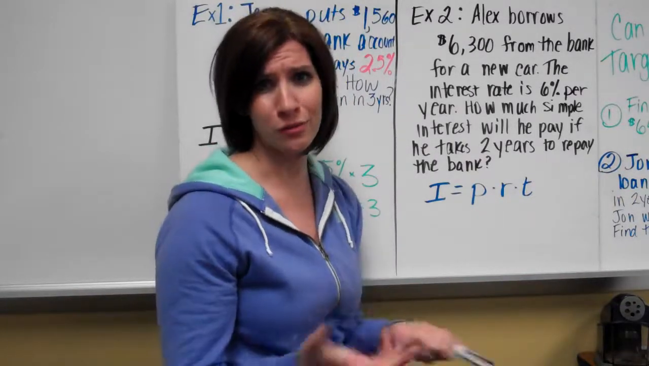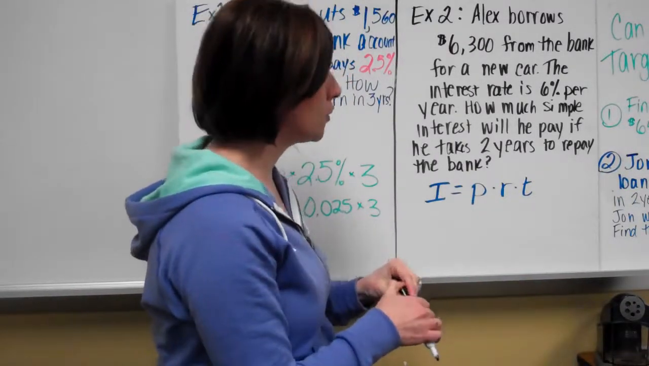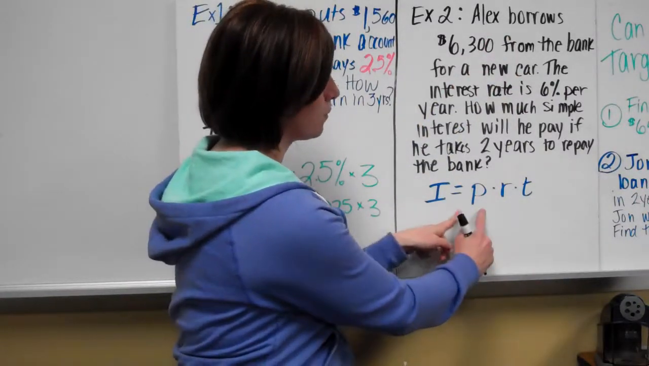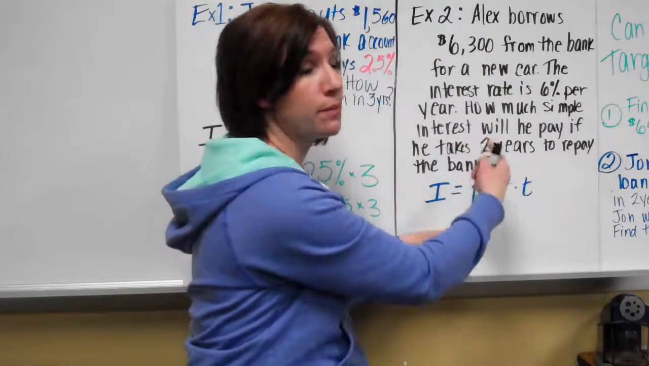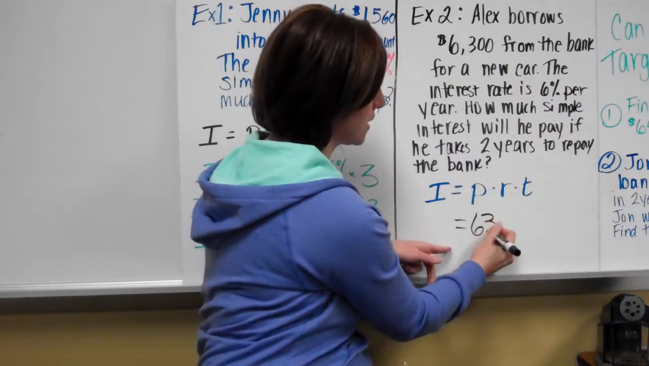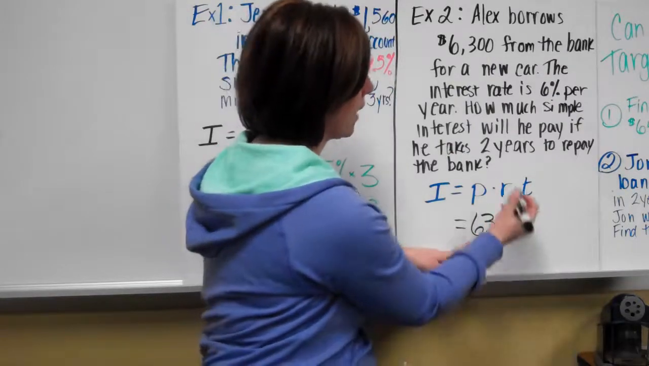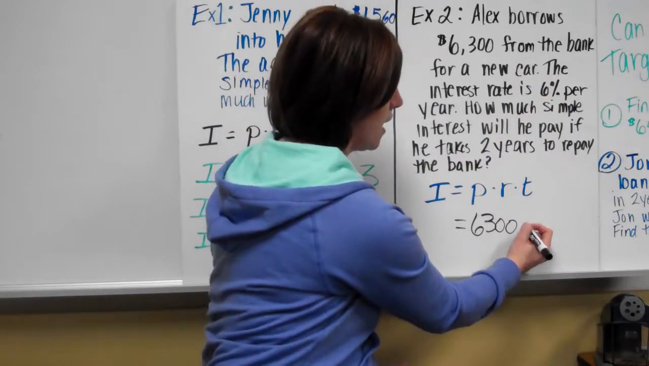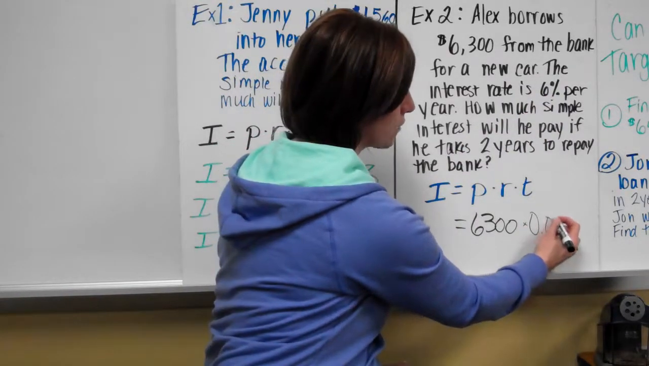I know, it's crazy how our society works, right? So what we're going to do is take what we know. We know the principal. The principal is how much he is borrowing, so we're going to substitute that in for the letter P. So it's $6,300. Okay? We know what the rate is. The rate, it tells us it's 6%. I'm going to write it as a decimal right away.